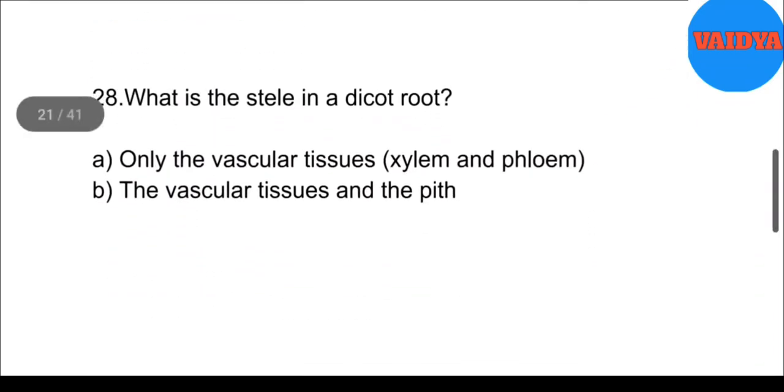28. What is the stele in a dicot root? A. Only the vascular tissues, xylem and phloem. B. The vascular tissues and the pith.